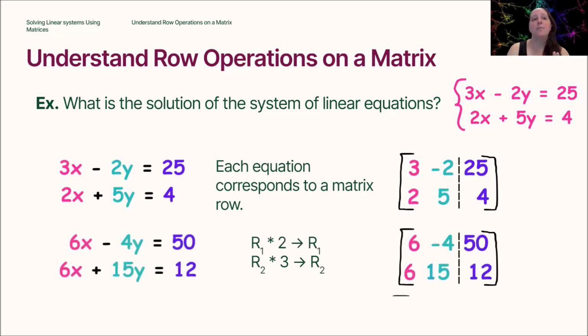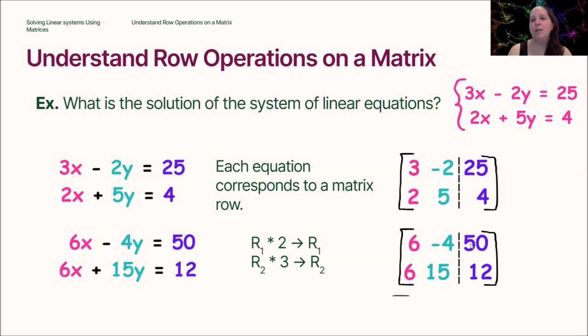Now I'm going to start manipulating these equations. The first thing I'm going to do is take row 1 times 2 and put it into row 1. That's what this means. And I'm going to multiply row 2 by 3. When I do that, 3 times 2 gives me 6, negative 2 times 2 gives me negative 4, 25 times 2 gives me 50. For my second row, 2 times 3 gives me 6, 5 times 3 gives me 15, and 4 times 3 gives me 12.